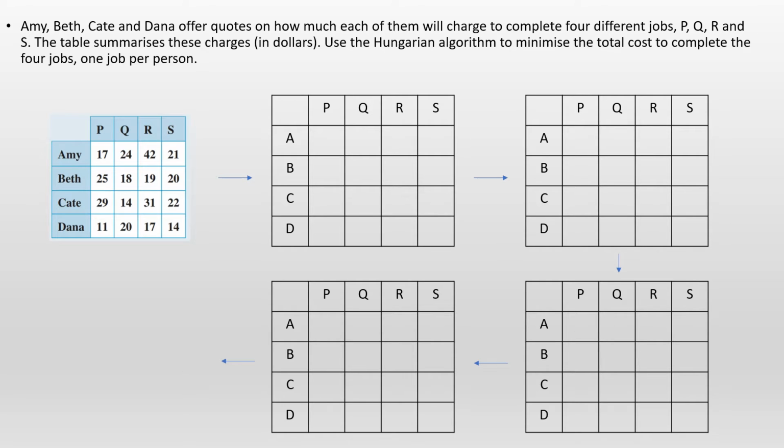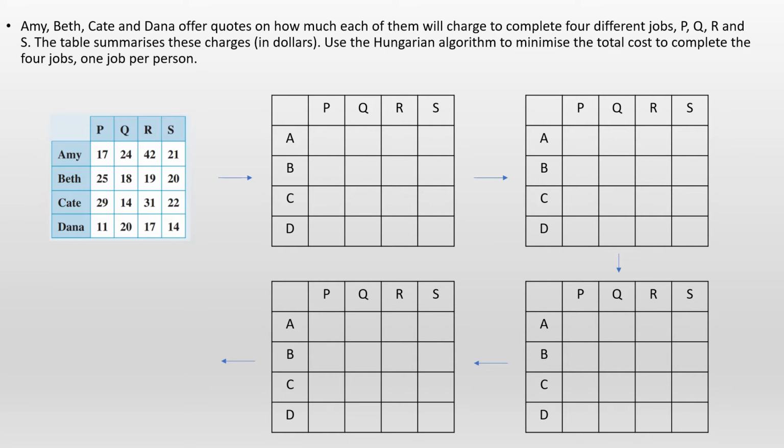So on the left there, with the filled-in table, are the 4 jobs and the 4 people involved. So Amy charges $17 for job P and $24 for job Q, etc. You can see here I've drawn 4 tables. That's because we are going to be filling in all 4 of these to do the full Hungarian algorithm, so it is quite a process. At the end, we're going to draw a bipartite graph and then work out the most optimal allocation of jobs to minimize our overall cost.